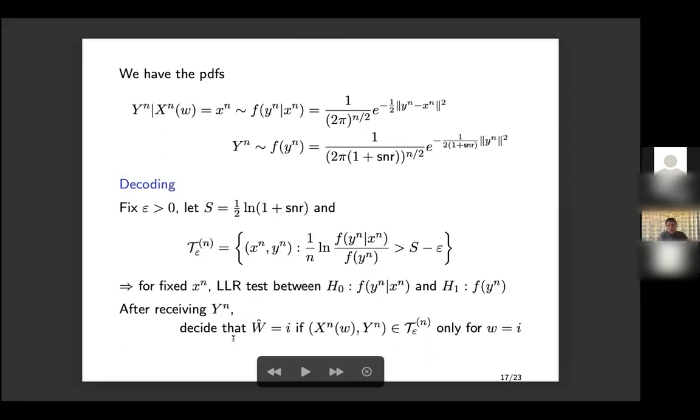So when you receive Y, the decoder decides that I is the transmitted symbol if the corresponding ith code word is the only one that is more likely than the average code word. The only code word in this set.